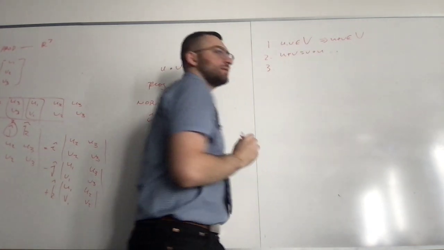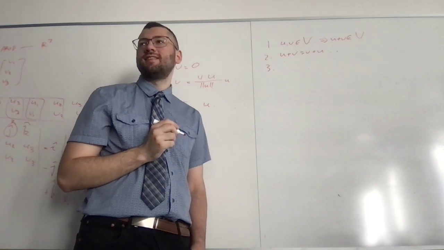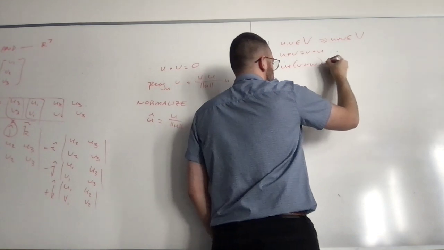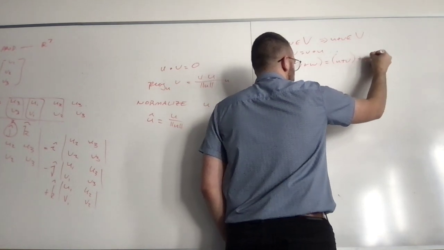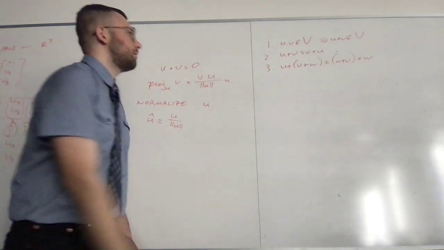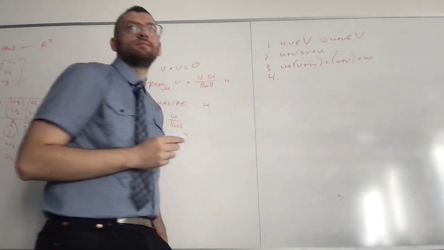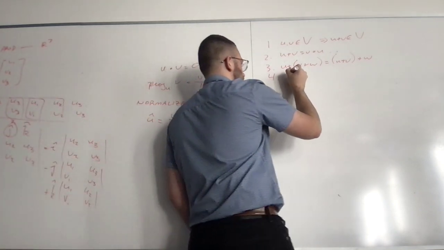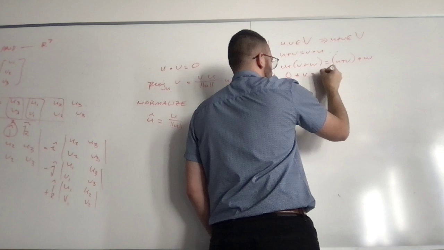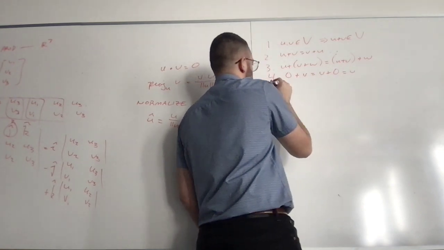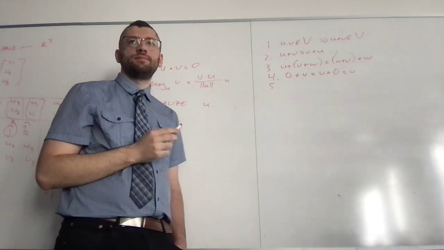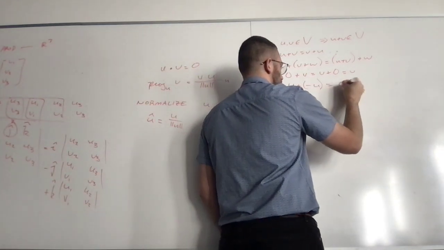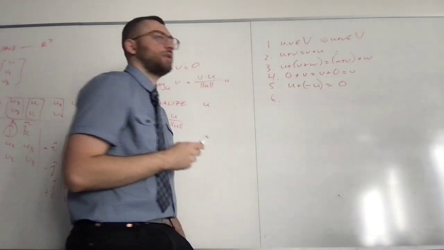What's the third one? Let's do all the addition ones. U plus (V plus W) equals (U plus V) plus W. Yep. What's number 4? Zero vector such that U plus 0 equals 0 plus U, which equals U. Yep. 5? U plus negative U equals 0. Yep. Now let's do the multiplication ones.